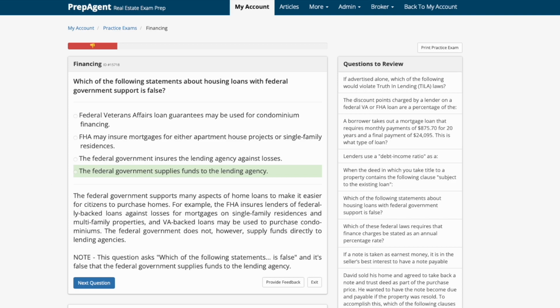The federal government supports many aspects of the home loans to make it easier for citizens to purchase homes. For example, the FHA insures lenders against losses on federally backed mortgages of single-family residences and multifamily properties, and VA-backed loans may be used to purchase condominiums. The federal government does not, however, supply funds directly to lending agencies. Note, this question asks which of the following statements is false. And it's false that the federal government supplies funds to lending agencies.